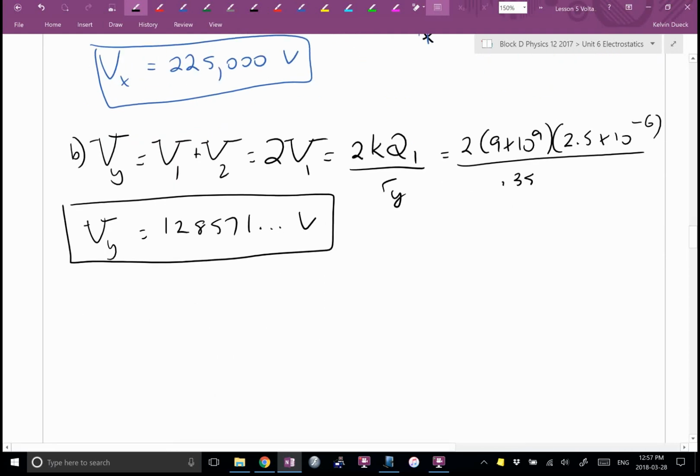Tristan, what's C want me to find? So potential difference, the word difference in math means subtract. This is a change in. How are we going to write that? Like this.